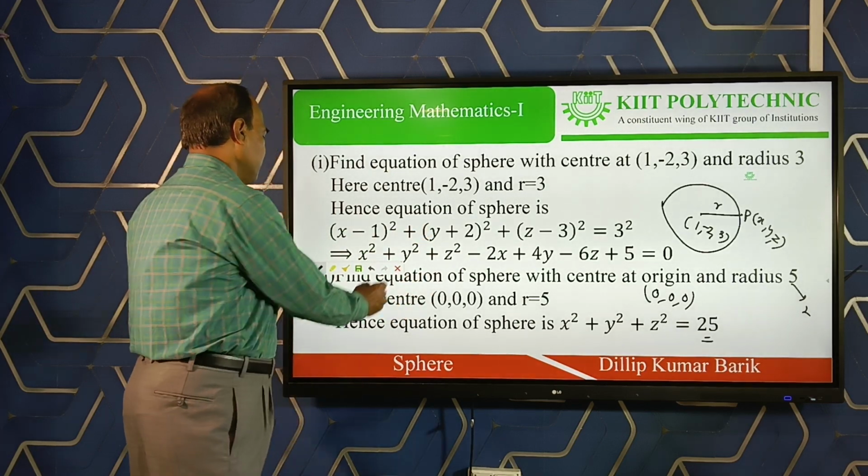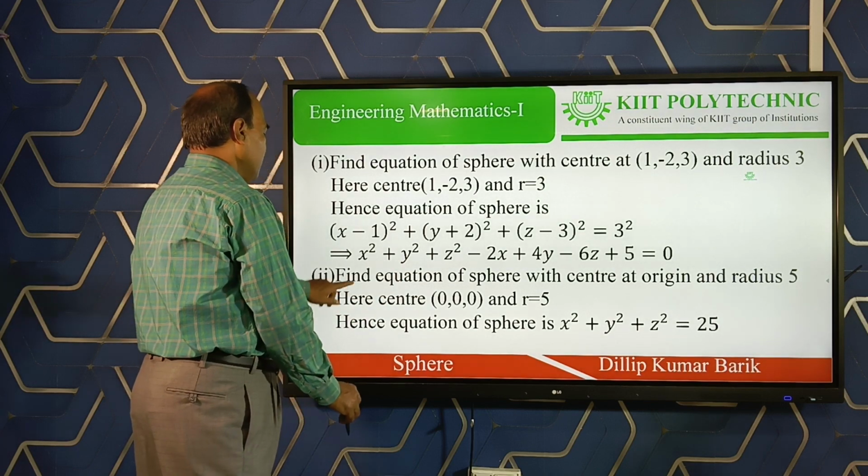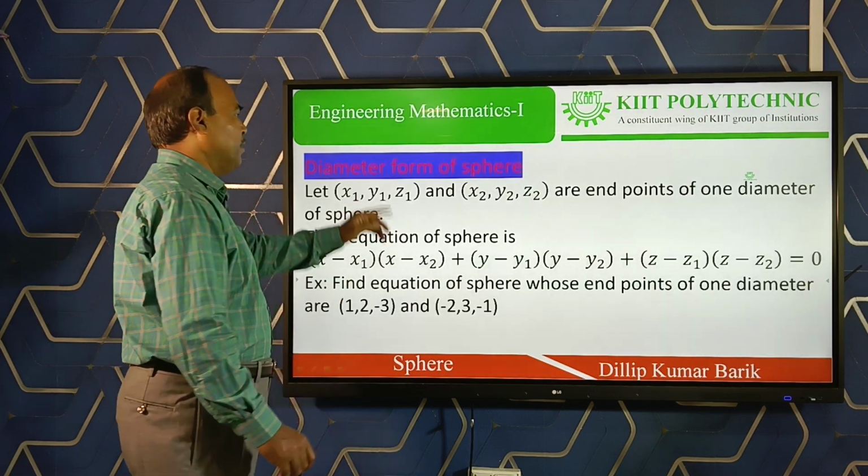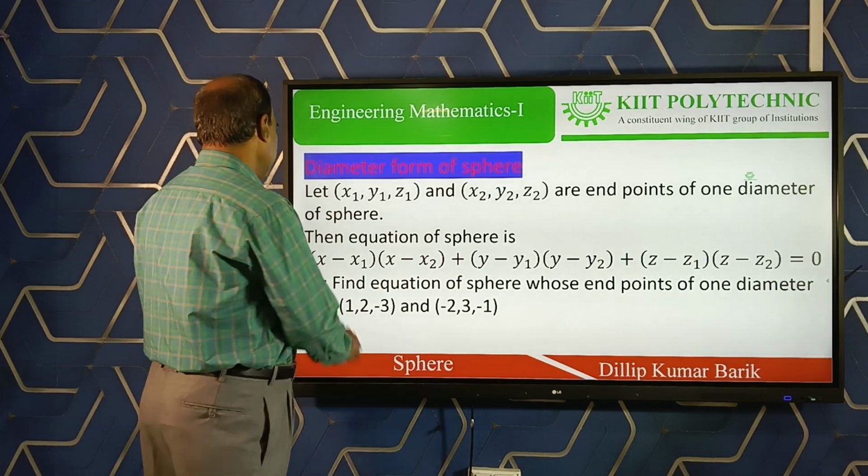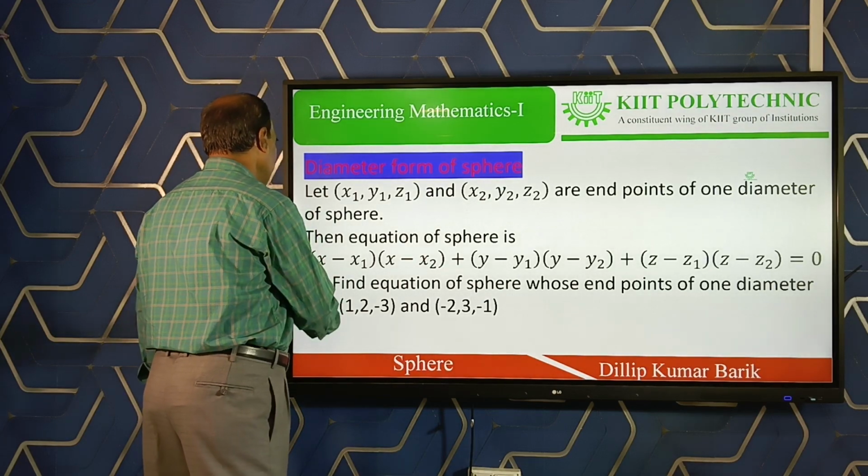So let us consider the diameter form of the sphere. Before the diameter form, what do we mean by diameter?